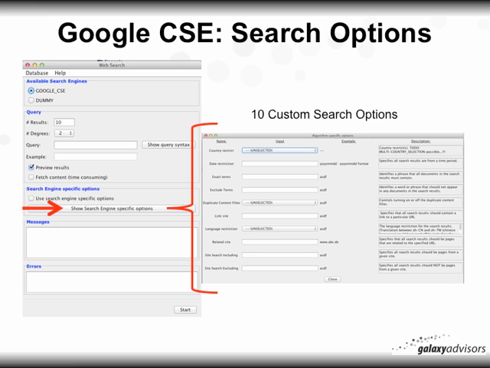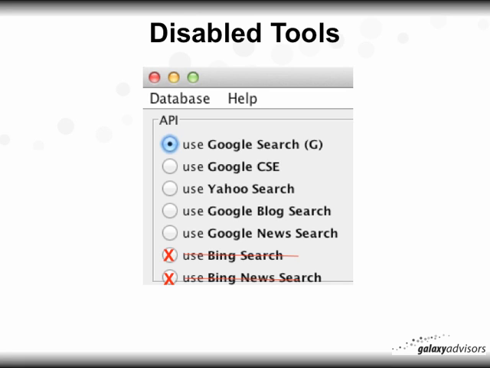In addition, there are 10 custom search options incorporated into the Google search engine. You can request a restriction to a particular country, a date restriction, exact terms, excluding terms, a duplicate filter, a link site, a language, a related site, a site search including, and a site search excluding. So you can really get a very customized Google web search with these 10 options, which you can use one or all of them at a time.